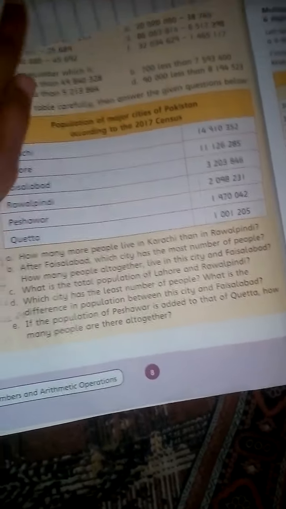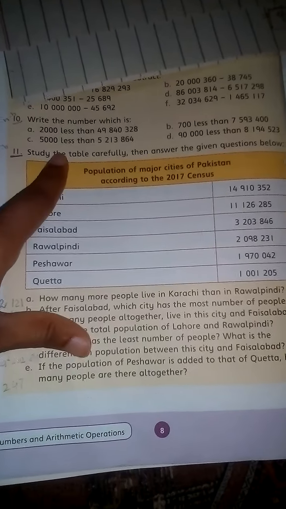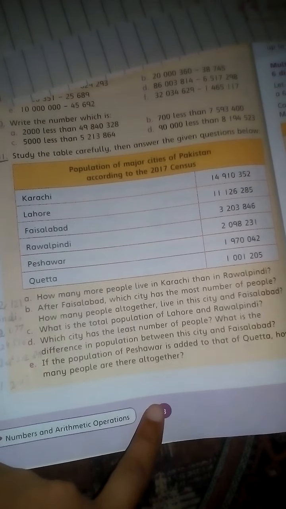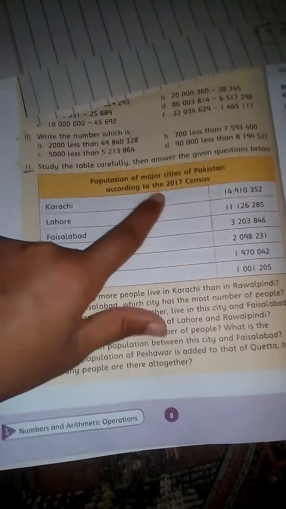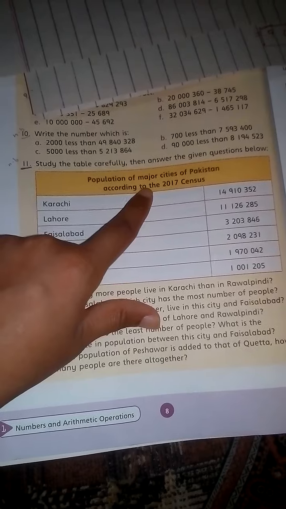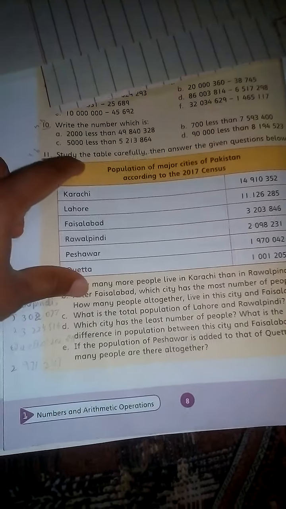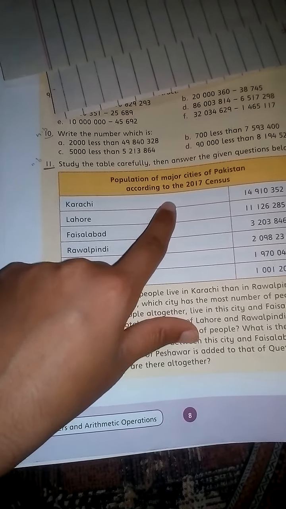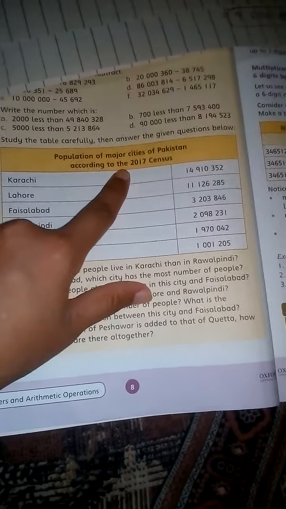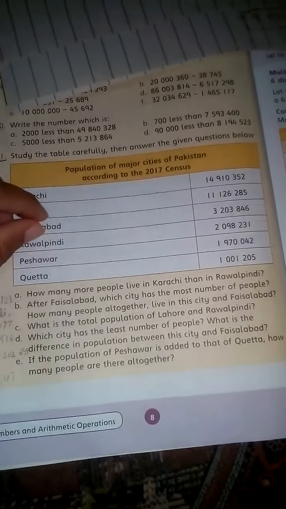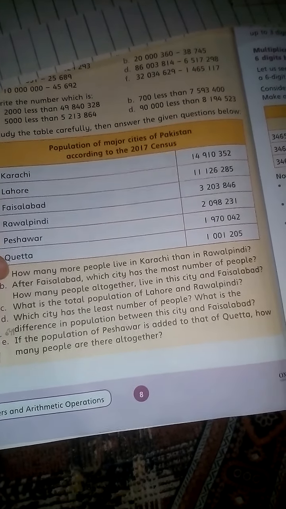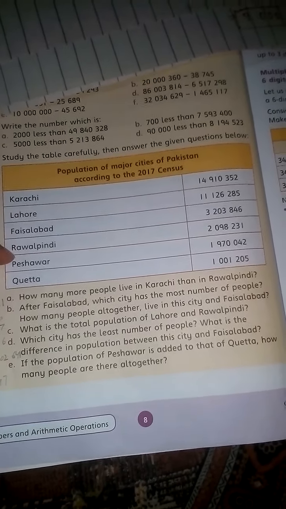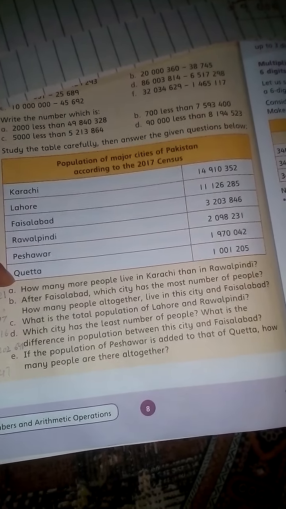Study the table carefully. That is question number 11, page number 8. Study the table carefully, then answer the given questions below. What does the table show? Population of major cities of Pakistan according to the 2017 census. The table gives the population of Karachi, Lahore, Faisalabad, Rawalpindi, Peshawar and Quetta.